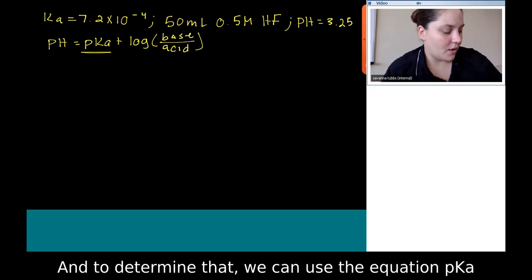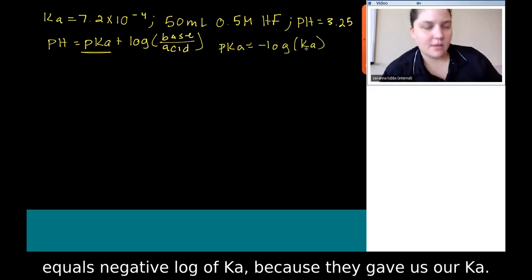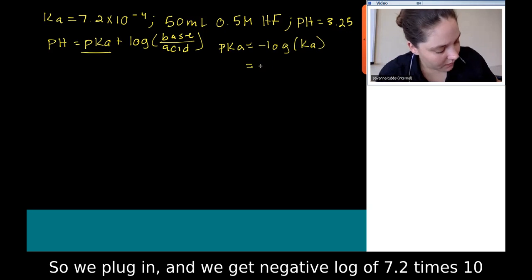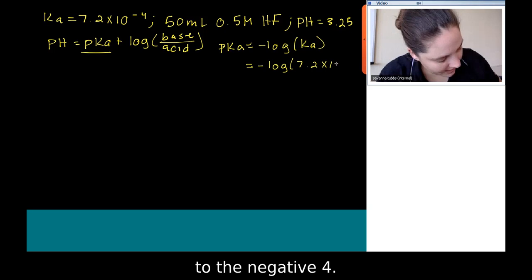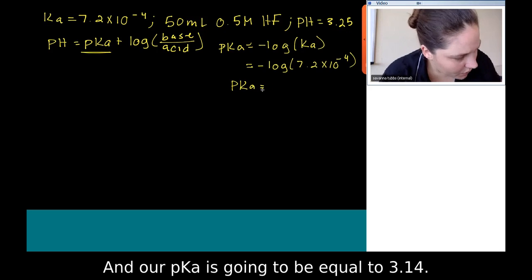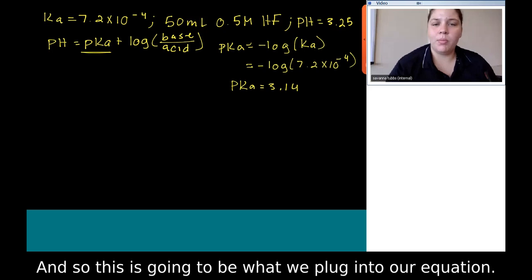And to determine that, we can use the equation pKa equals negative log of Ka, because they gave us our Ka. So we plug in and we get negative log of 7.2 times 10 to the negative 4, and our pKa is going to be equal to 3.14. And so this is going to be what we plug into our equation.